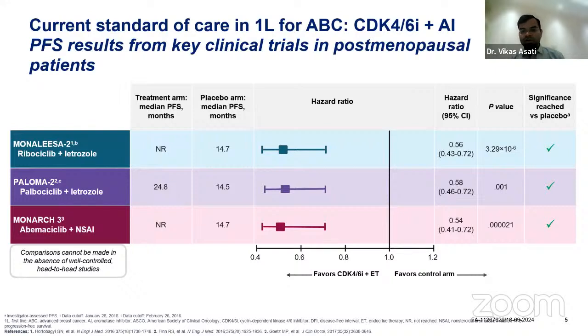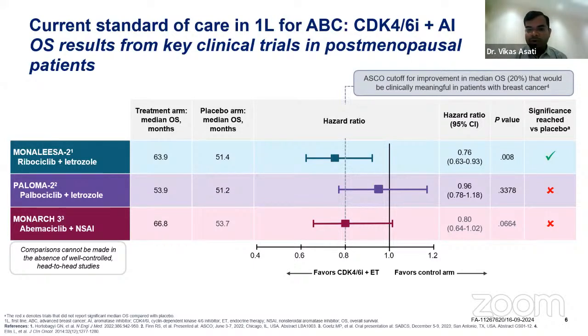Coming to the data that we have, for first line therapy, we have data from the MONALEESA, PALOMA, and MONARCH 3 trials, which respectively studied ribociclib, palbociclib, and abemaciclib. If you see the hazard ratio for all three phase 3 trials, it is almost the same: 0.5, 0.56, 0.58, and 0.54. So it appears that there is no difference between the three CDK4/6 inhibitors if we concentrate on PFS.